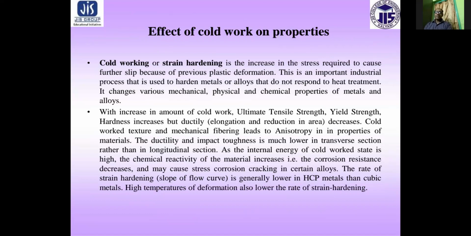Cold work texture and mechanical fibering lead to anisotropy in the properties of the material. The ductility and impact toughness are much lower in the transverse section than in the longitudinal section. As the internal energy of the cold worked state is high, the chemical reactivity of the material increases. That is, corrosion resistance decreases and may cause stress corrosion cracking in certain alloys. The rate of strain hardening is generally lower in HCP metals than in cubic metals. High temperature of deformation also lowers the rate of strain hardening.